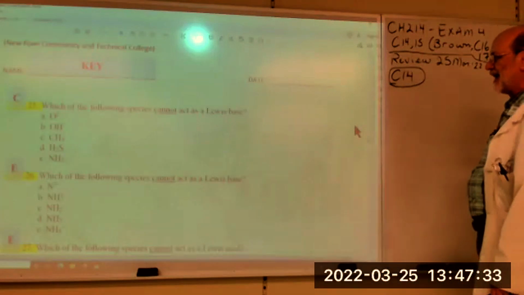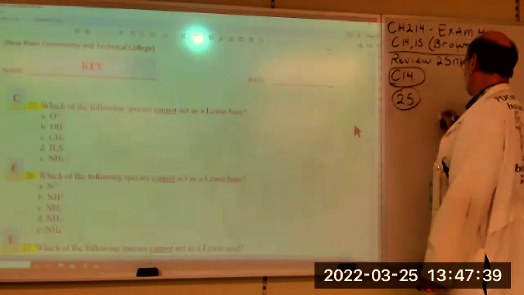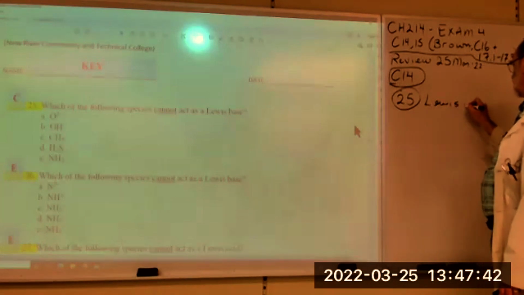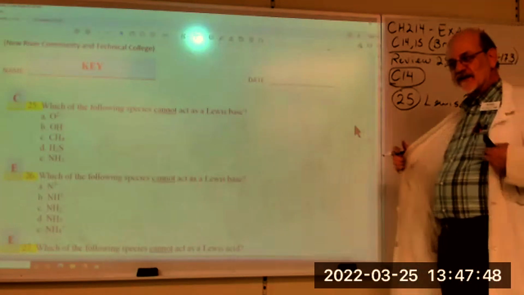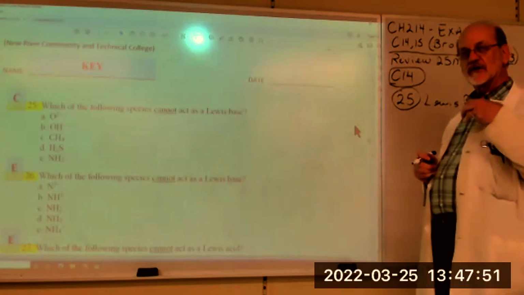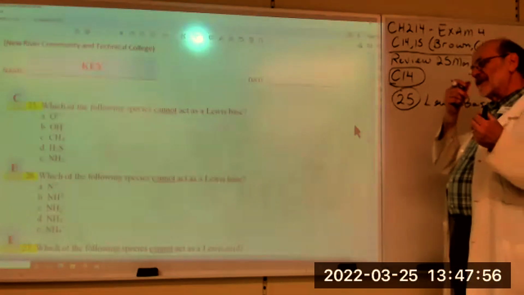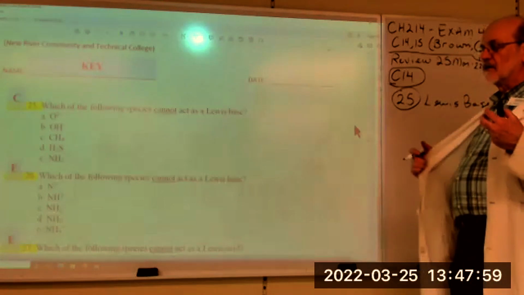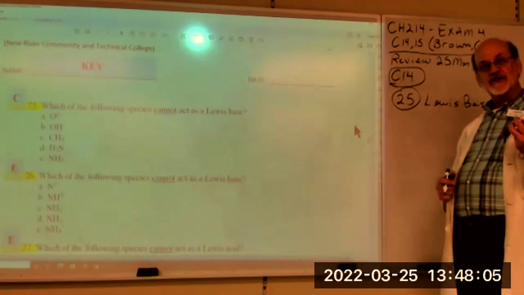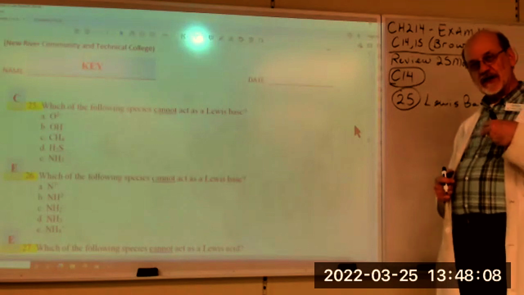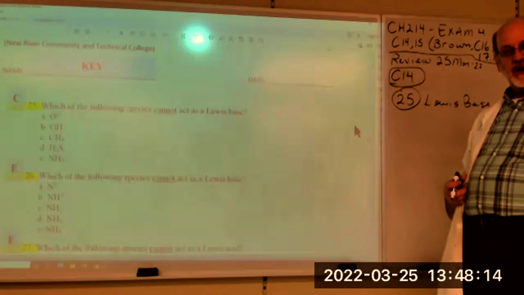Which of the following species cannot act as a Lewis base? Okay, Lewis base. Go back to our definition. Lewis acids and bases refer to acceptance or donation of electron pairs. So a Lewis base would donate an electron pair, whereas a Bronsted-Lowry acid donates a hydrogen. A Lewis acid accepts an electron pair.